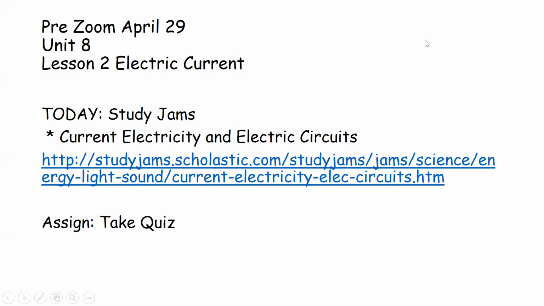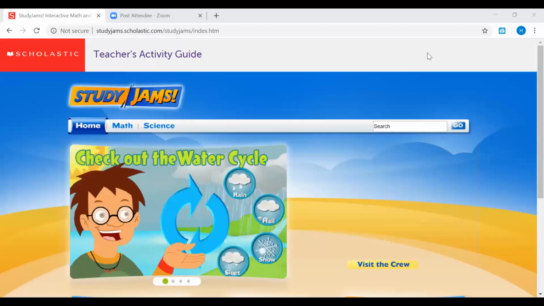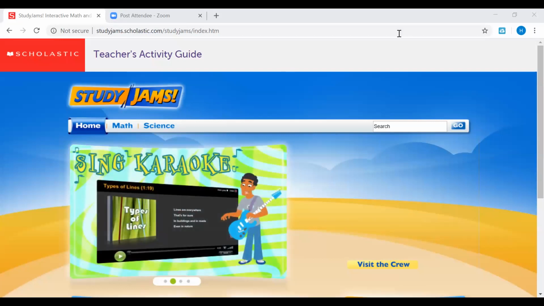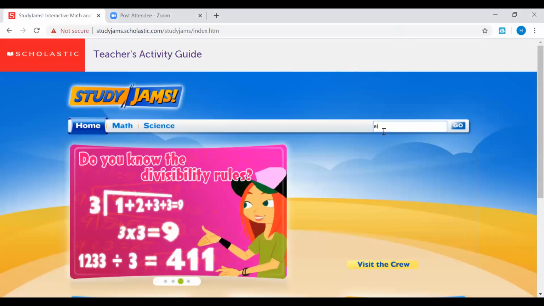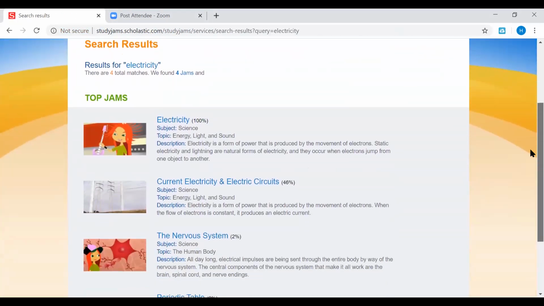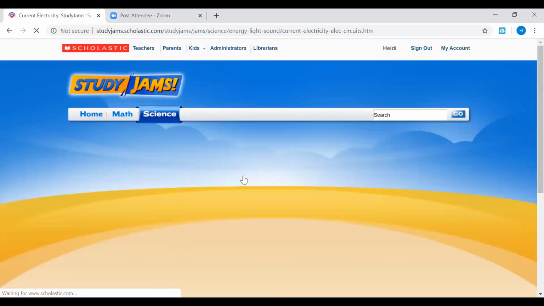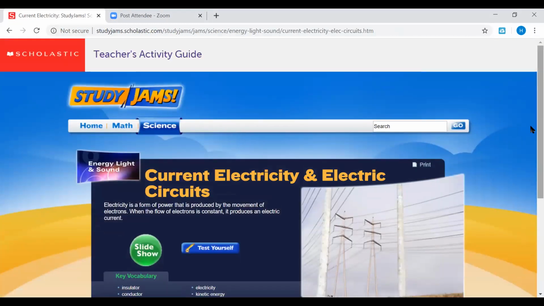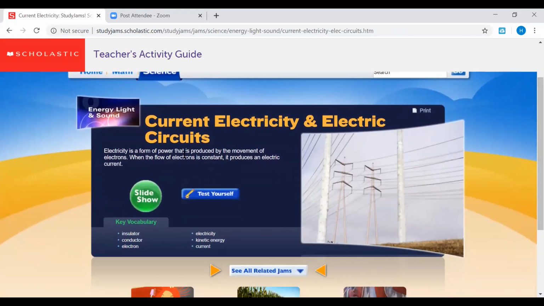To end today's lesson, I'm going to ask you to go to Study Jams and type electricity, and you will then take the quiz. So if you type in studyjams.com, hopefully you will get to the site. If not, you can use the address right here and type that in to see if that helps. When you get to it, just type in electricity. Remember, again, this site is great for just math and science review. So click on current electricity and electric circuits, and you can watch the slideshow and then test yourself.